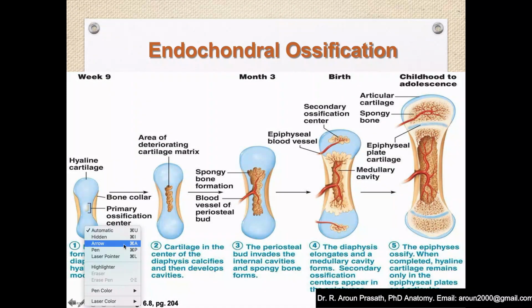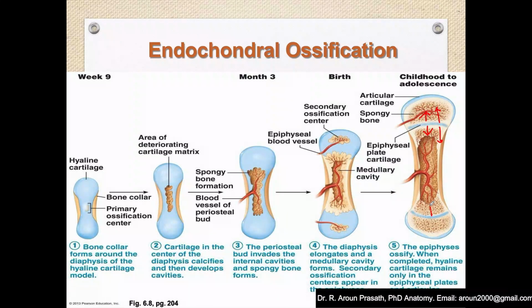I can show you here. The bone keeps growing in this direction. This growth is present up to 20 to 22 years. Suppose during a road traffic accident there is a fracture in this epiphyseal growth plate, then that leads to limb shortening.